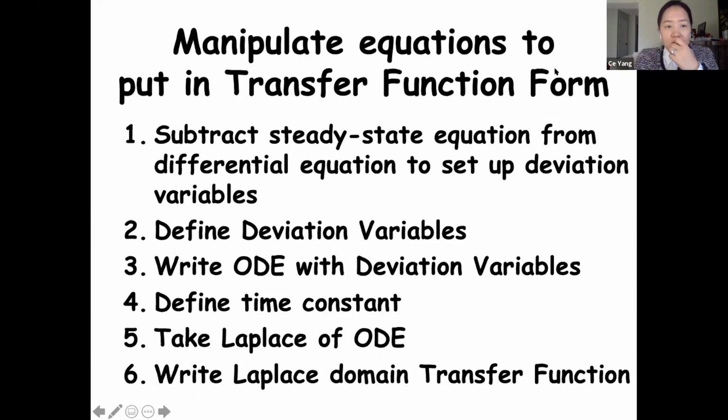To manipulate the equations, we put them in the transfer function form. First, we need to subtract the steady state equation from the differential equation to set up deviation variables. Then we define the deviation variables, and we can write the ODE with deviation variables, which allows us to do the Laplace transform. Also during this, we define the time constant. And in the end, we write the Laplace domain transfer function.